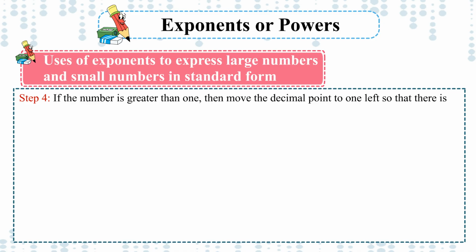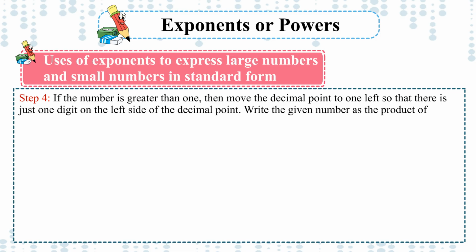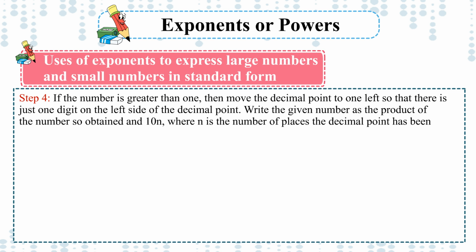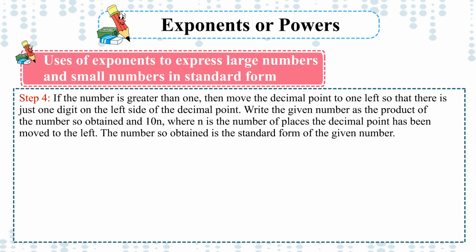Step 4. If the number is greater than 10, then move the decimal point to the left so that there is just one digit on the left side of the decimal point. Write the given number as the product of the number so obtained and 10 raised to the power n, where n is the number of places the decimal point has been moved to the left. The number so obtained is the standard form of the given number.